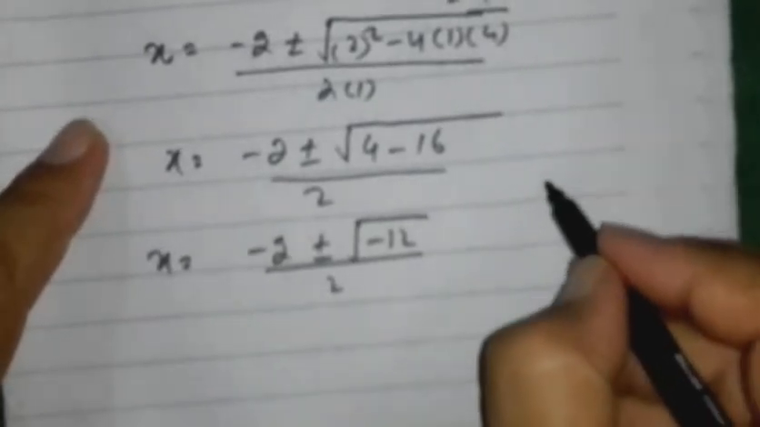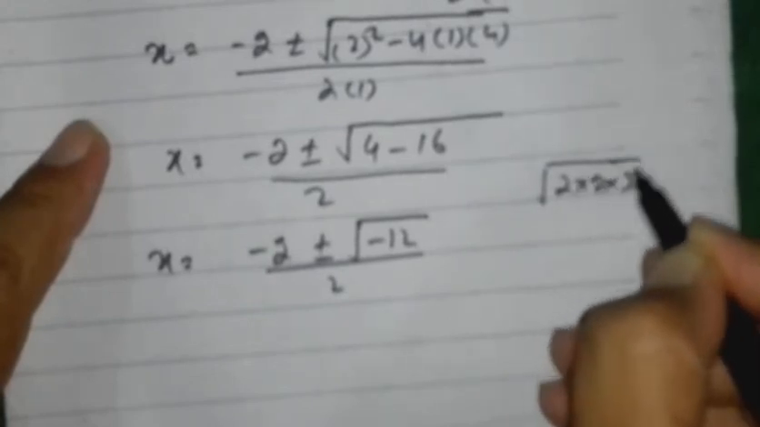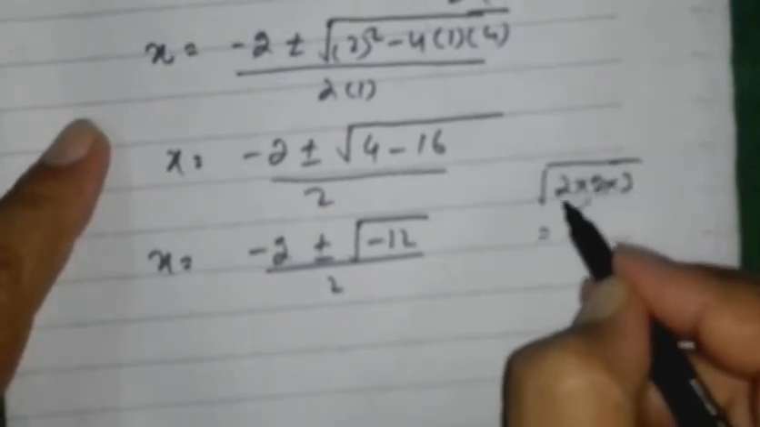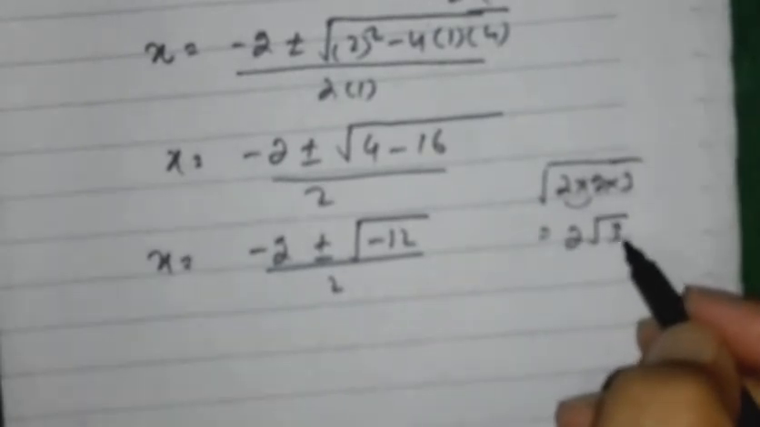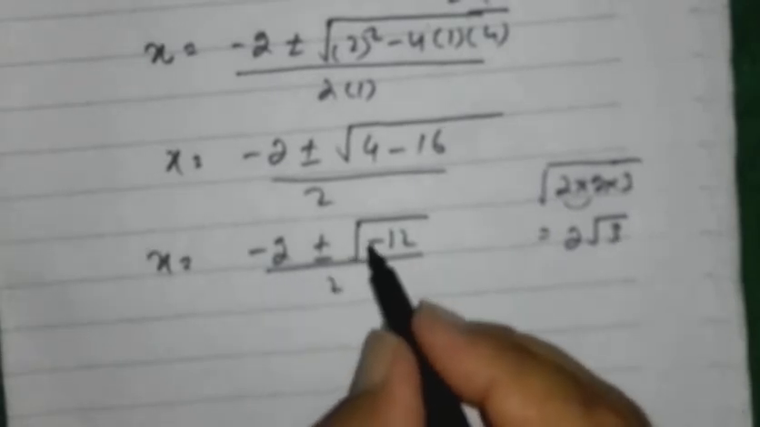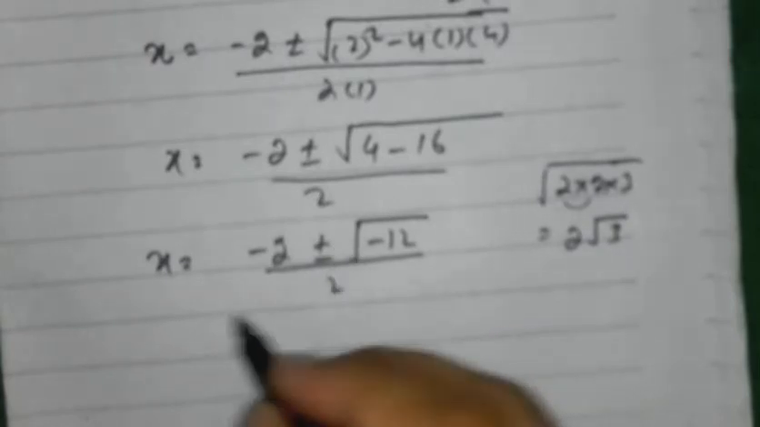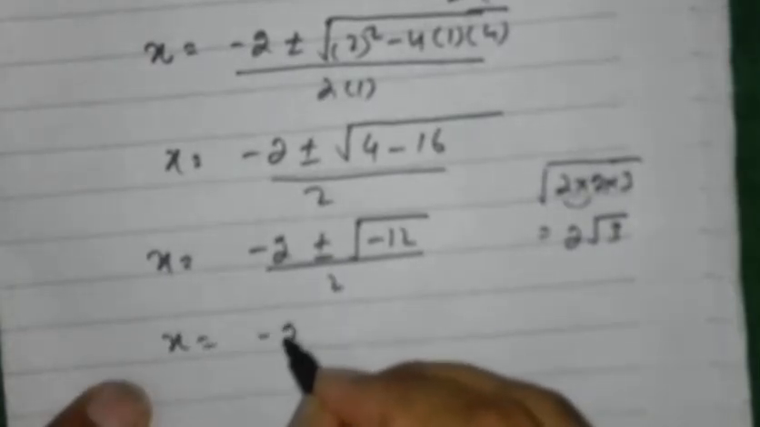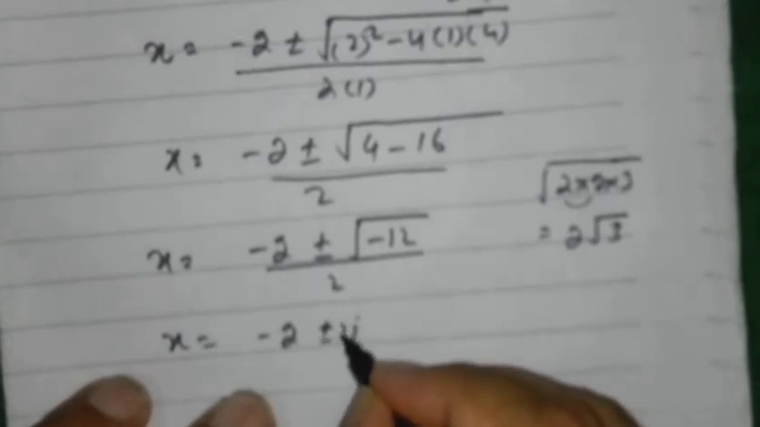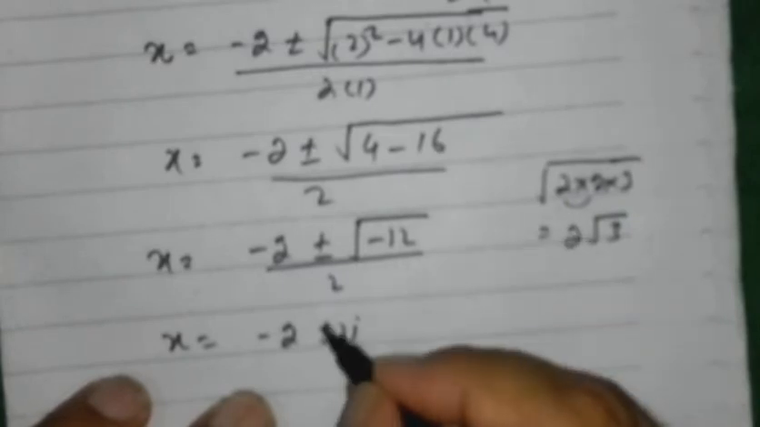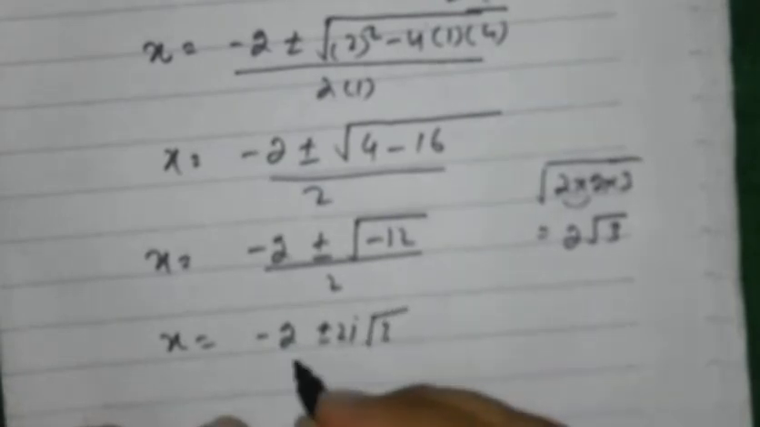Minus 2 plus minus under the root minus 12 divided by 2. Now look, 12 can be written as 2 into 2 into 3. 2 twos are 4, 4 threes are 12. So take one 2 out of the root. Here remains 3 under the root. And also we know that here is minus, so when we take it out, it becomes iota. So we can write it as minus 2 plus minus iota 2, iota. One 2 is here and here remains 3 divided by 2.